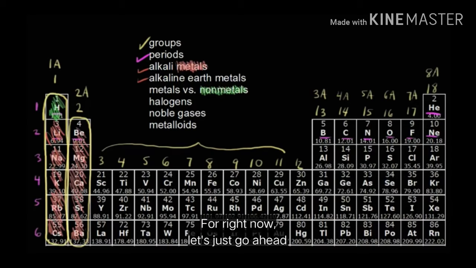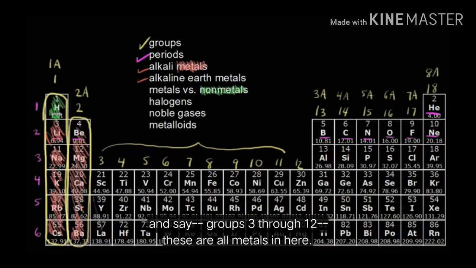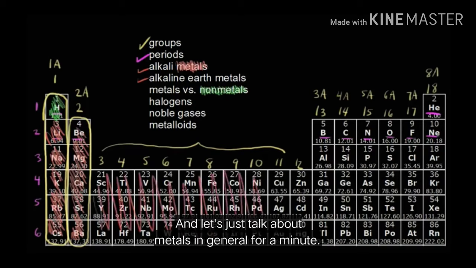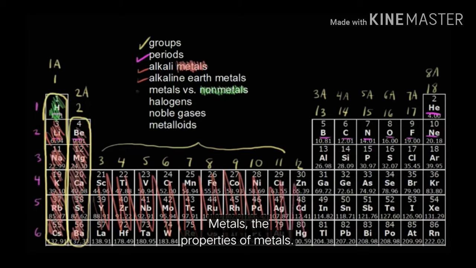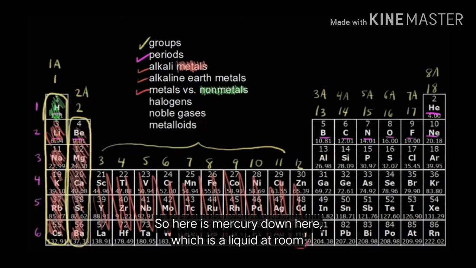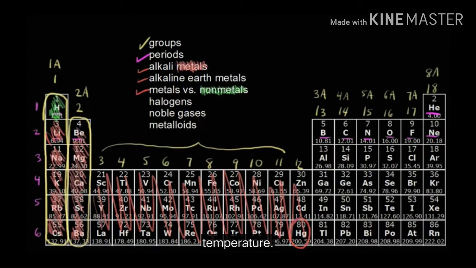So for right now, let's just go ahead and say groups 3 through 12, right? These are all metals in here. And let's just talk about metals in general for a minute. So metals, the properties of metals. So metals are solids at room temperature, except for mercury. So here is mercury down here, which is a liquid at room temperature.